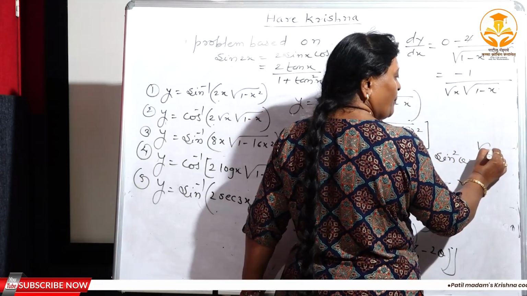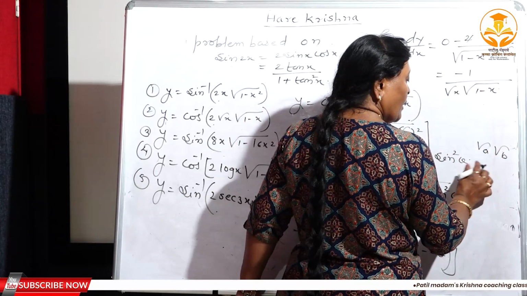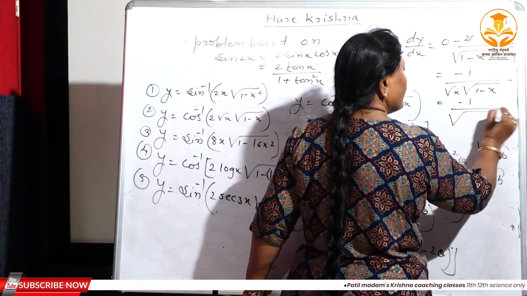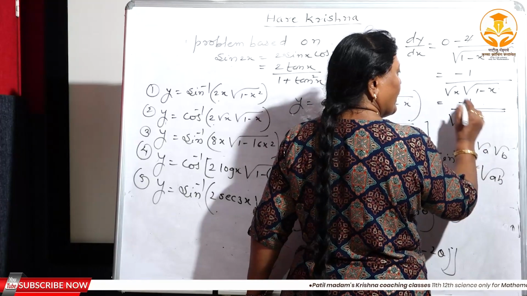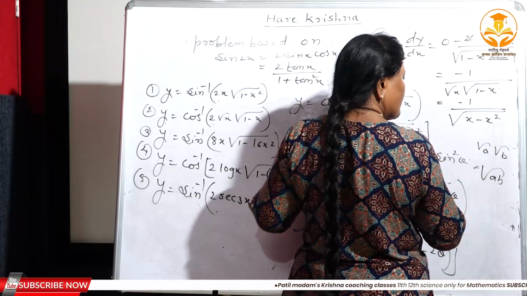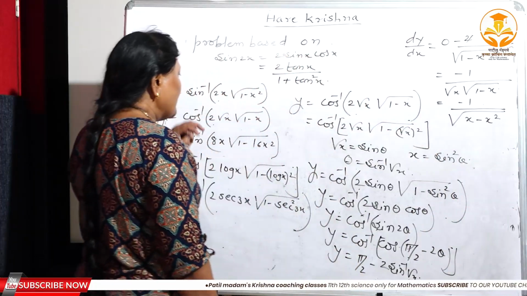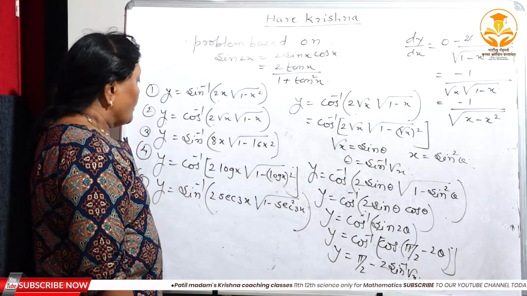Since root a into root b, you can write as root ab. Here also you can make it one root, that is x into 1 minus x, and x into x is x square. In this way also you can give the answer or write the answer, right? This is about the second one. Now I will take the third one.